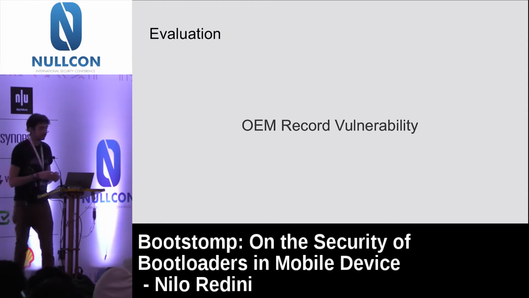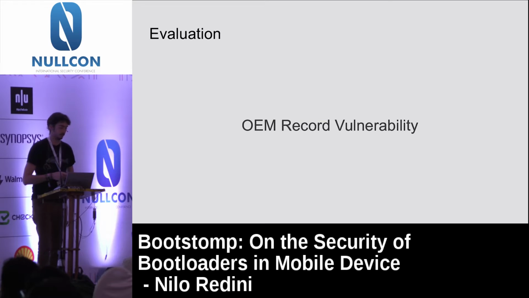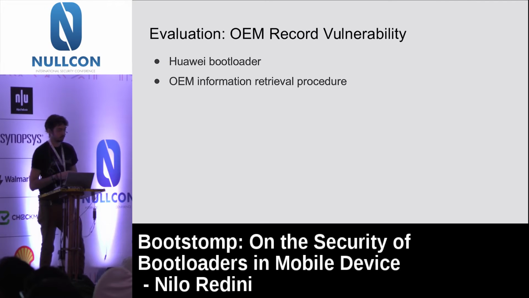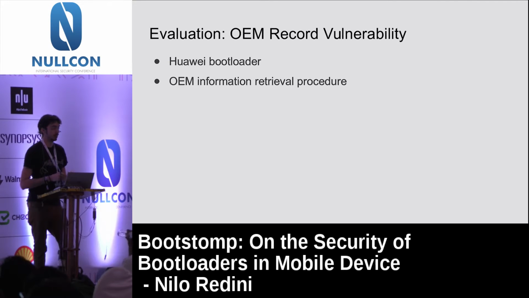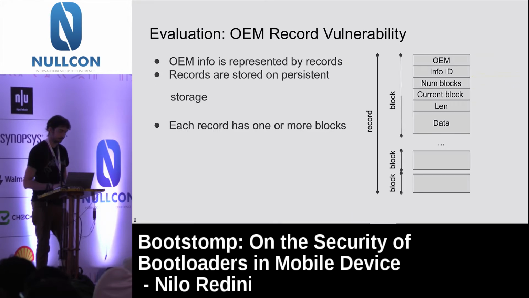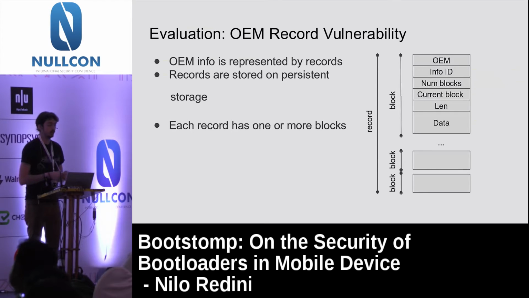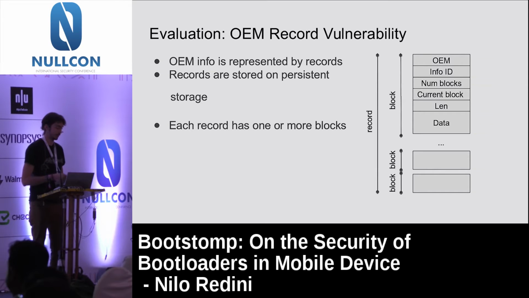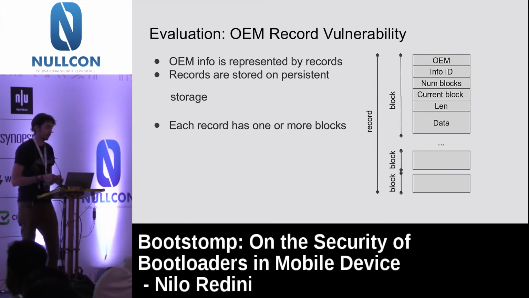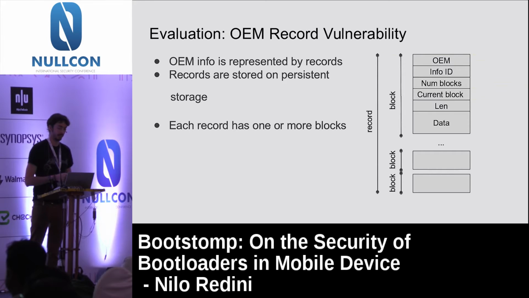I'm going to show you now a very interesting vulnerability that we found in one of our bootloaders. The bootloader in question is the Huawei bootloader, and the vulnerability was due to how the OEM information retrieval procedure was implemented. So, in Huawei, OEM info is represented by records. Records are stored on persistent storage, and each record has one or more blocks. Each block contains a few pieces of information, like the information ID, the number of blocks composing the record, the current block number, data, and the length of the data.